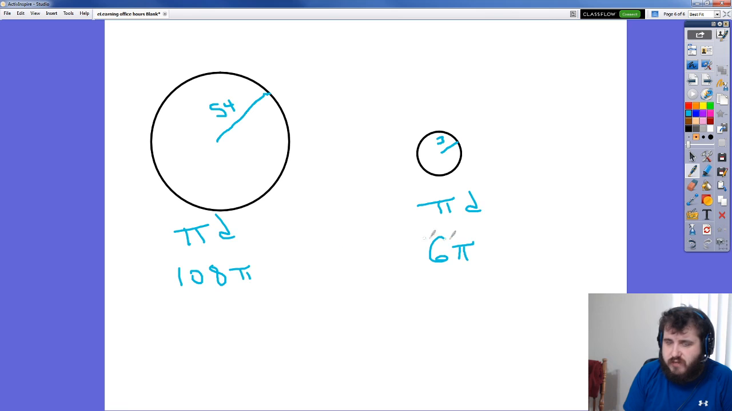What is the difference? If I were to jog around this track versus I were to jog around this track, how much more would I have to run here than I would have to run here? Well, the distance around this one is 108. The distance around this one is 6. Each of those times pi. So 108 pi minus 6 pi. The difference, here I'm trying to write a B. Let's try and write a D. Is 102 pi.